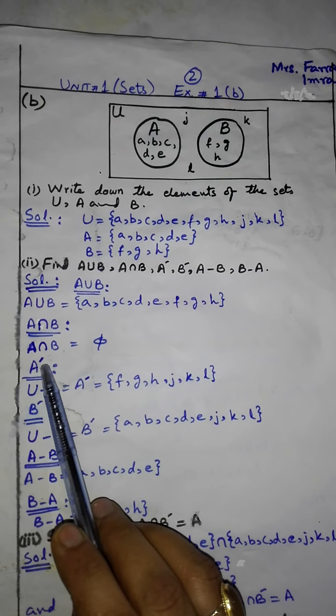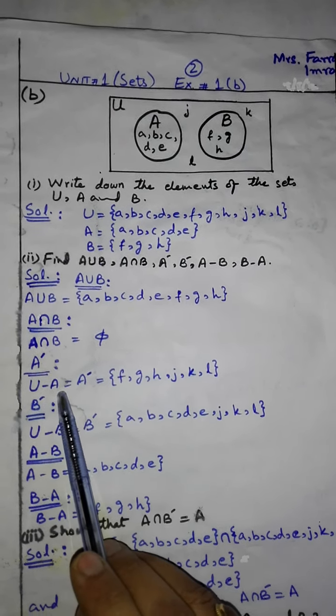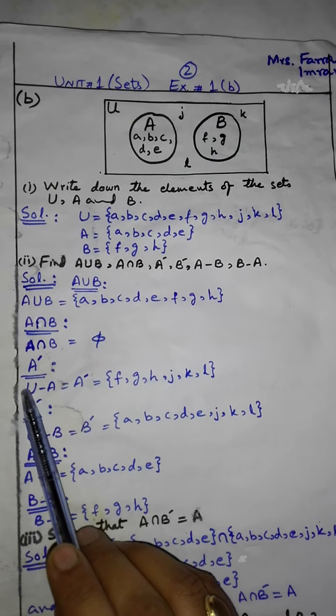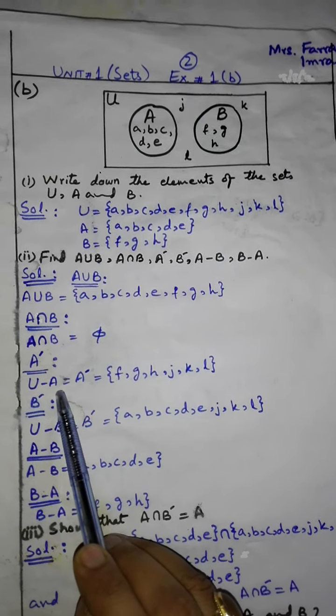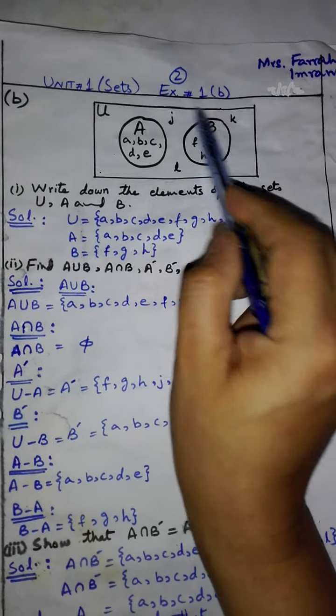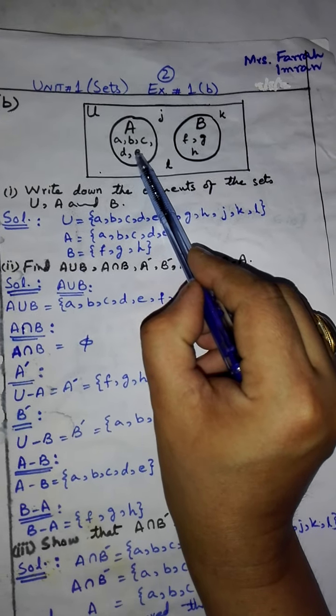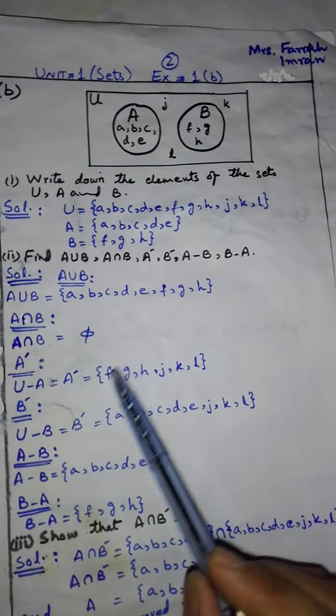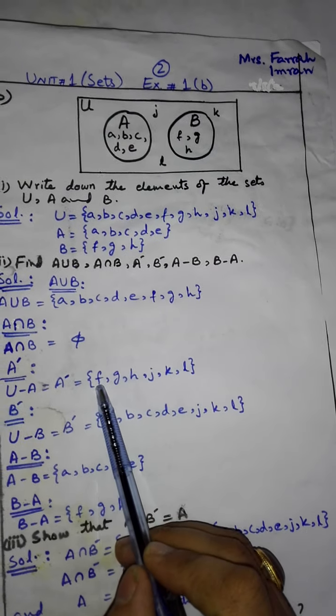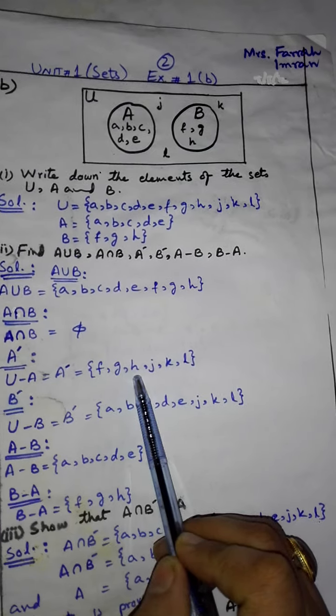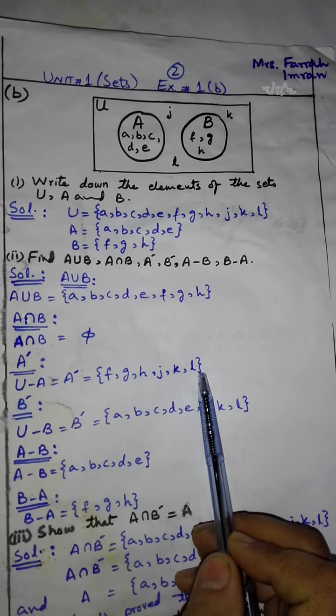Now we find A complement. It means U minus A. U minus A means all the elements of U which do not belong to A. So our remaining elements are F, G, H, J, K, L.